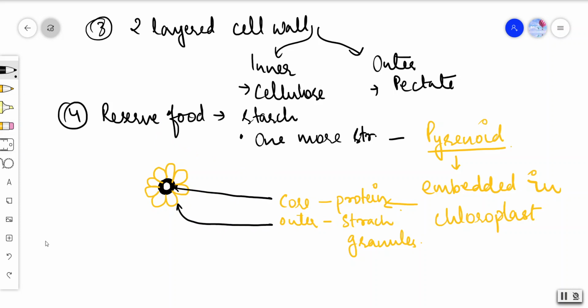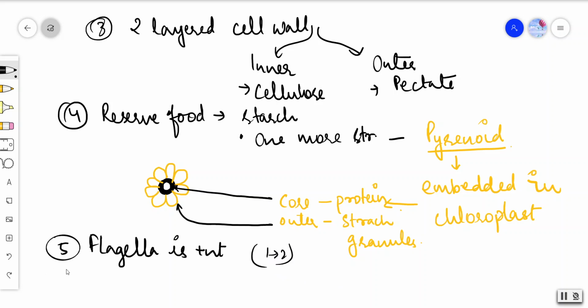Moving towards the next point, fifth, flagella. Flagella are present if they are motile, and the number can vary from 1 to 2.